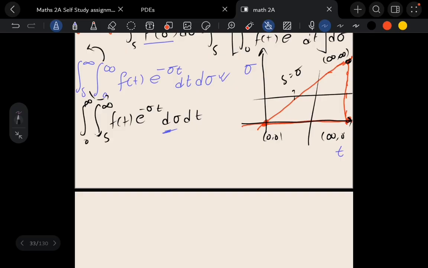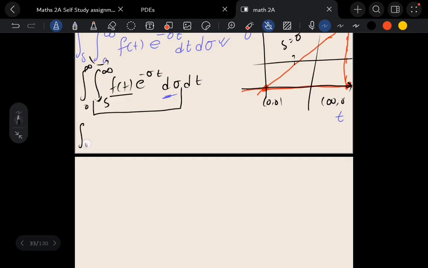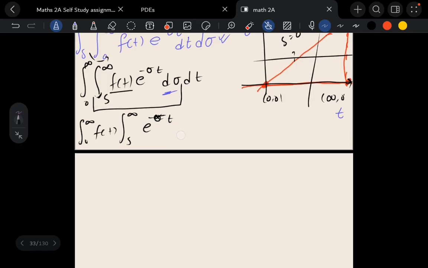Done. So the next thing that you need to do, since we are integrating in terms of sigma, this f of t is just a constant. So I'm going to have an integral from 0 to infinite of f of t, integral from s to infinite of e to the power negative sigma t d sigma dt.